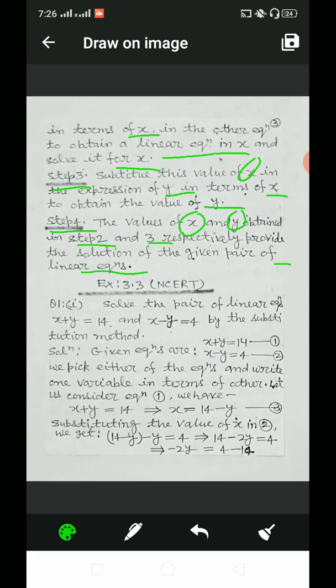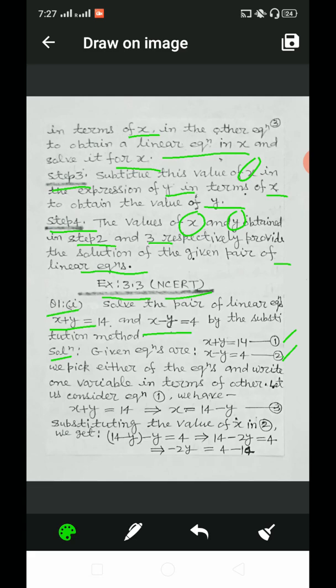Here we take some questions of exercise 3.3 related to this method from NCERT. Question number 1. Solve the pair of linear equations x plus y is equal to 14 and x minus y is equal to 4 by the substitution method. For solution, the given equations are x plus y is equal to 14 and x minus y is equal to 4. These are taken as equation numbers 1 and 2.